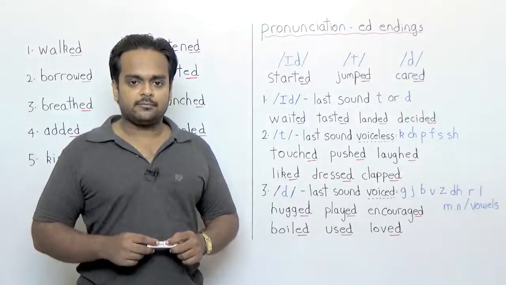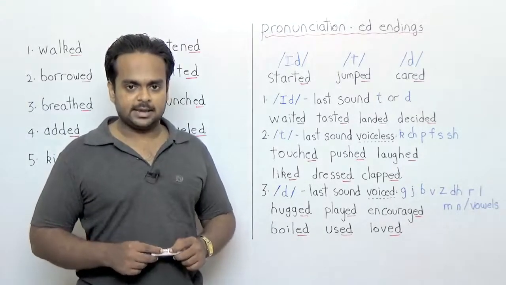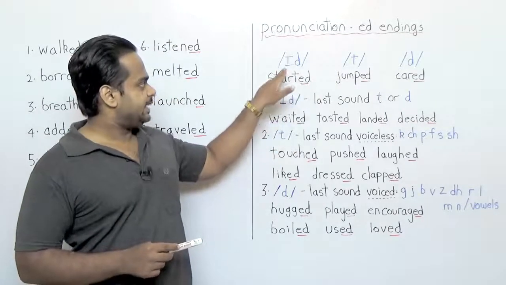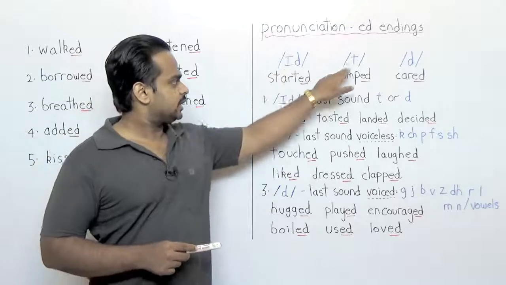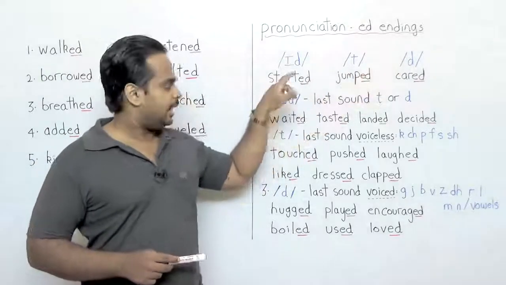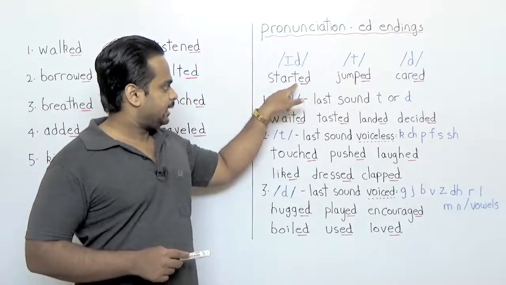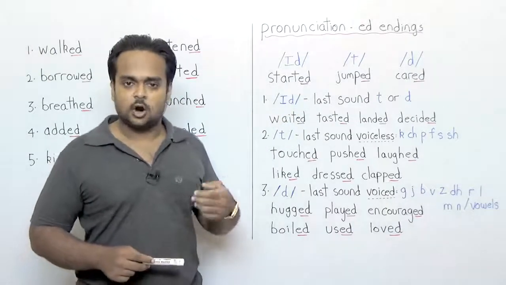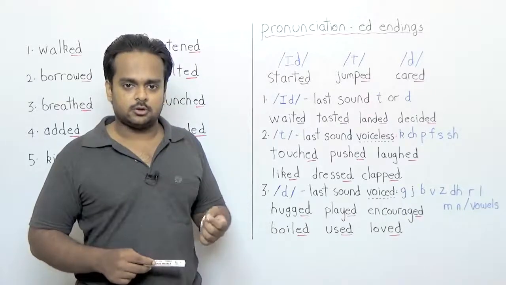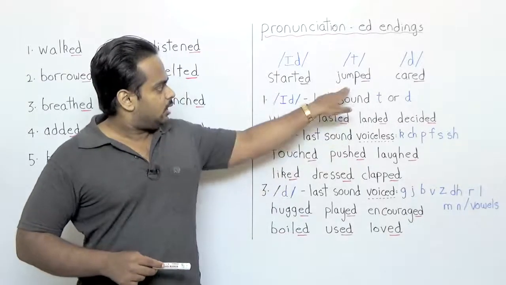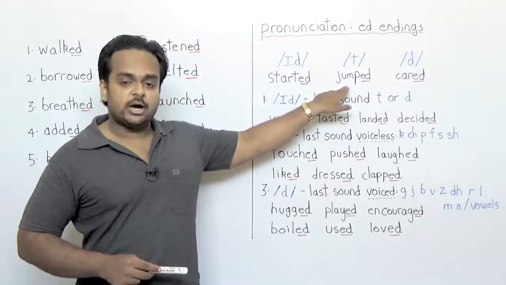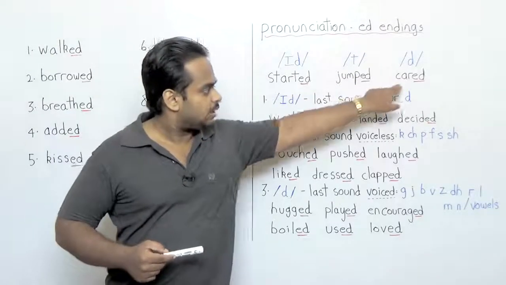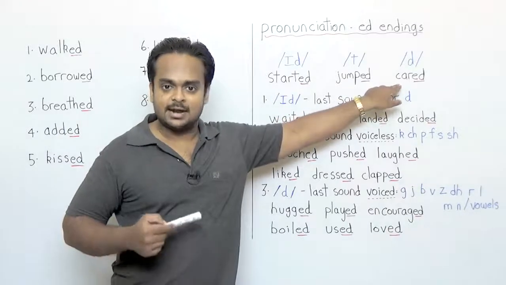All right, now when you have a verb with an ed ending, it can be pronounced in one of three ways, either as id, t, or d, as in started. Here, the sound is started, id. It's not started, but it's a little softer, started. In this word, it's jumped, jumped, t, or cared, cared, d.